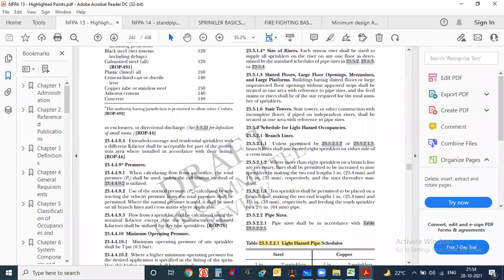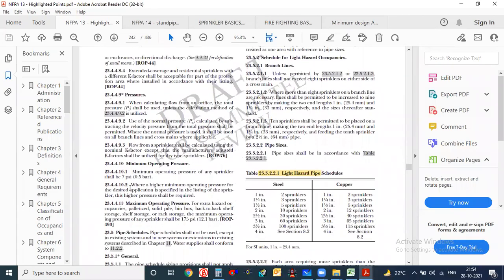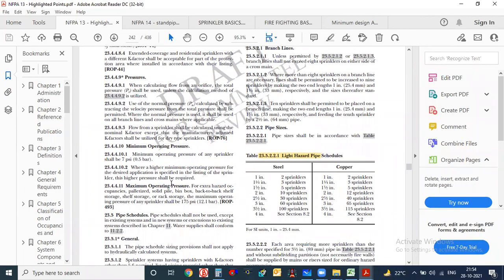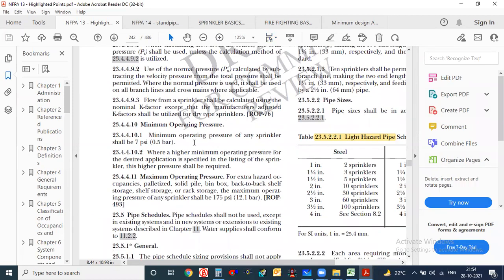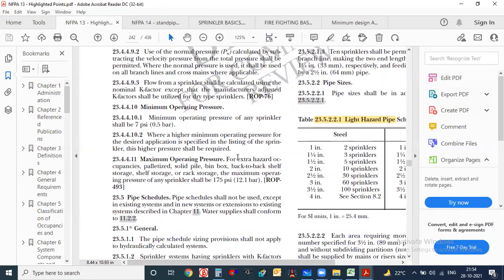Some values are given here. Minimum operating pressure. See here they have given the minimum operating pressure. The minimum operating pressure of any sprinkler shall be 7 psi. Where a higher minimum operating pressure for the design is specified, the highest pressure shall be required. Maximum operating pressure for extra hazard occupancies, palletized solid pile. The maximum operating pressure of any sprinkler shall be 175 psi.